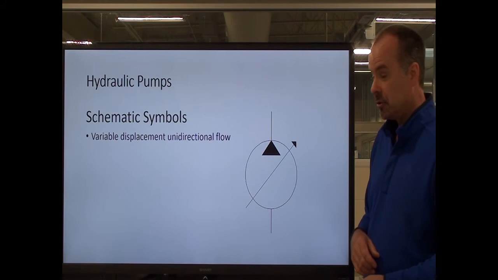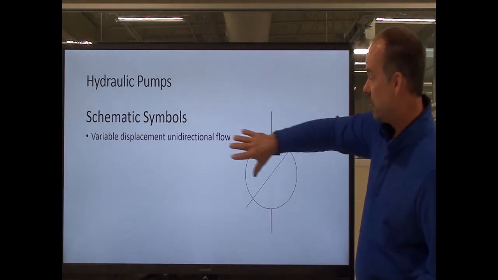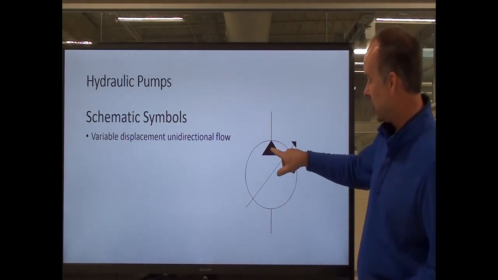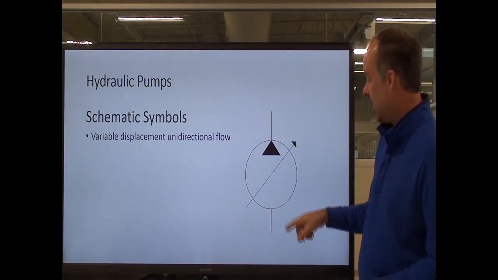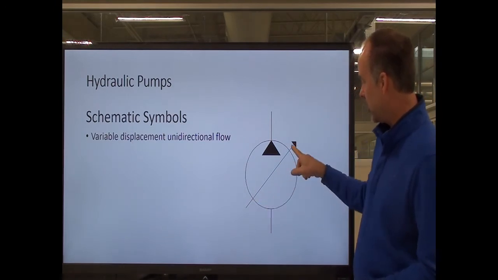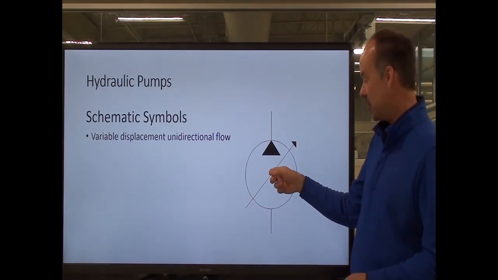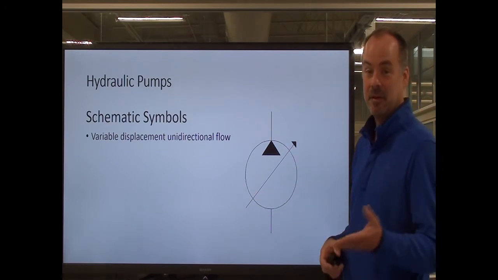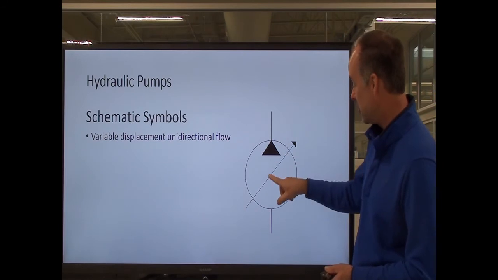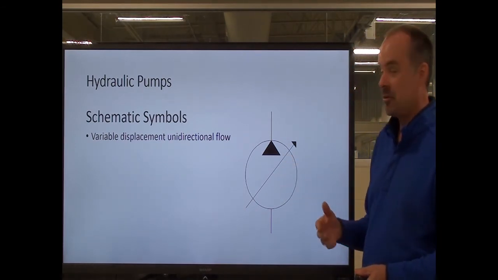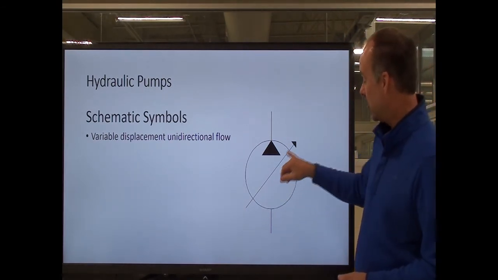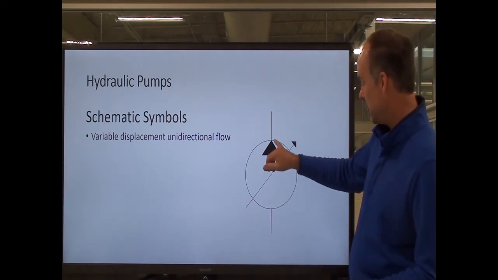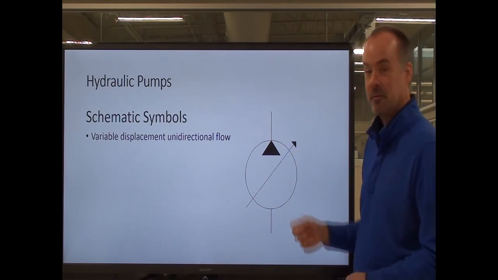The third symbol I'm going to show you here is a variable displacement, unidirectional flow. So you notice I've still got my circle with the solid triangle pointing out, and then this angled arrow here. This is a common symbol, and you'll find this nomenclature on several of the different types of schematic symbols as we go through this course. The angled arrow means that it is variable. So this is a unidirectional hydraulic pump, and this arrow tells me it's a variable displacement pump.